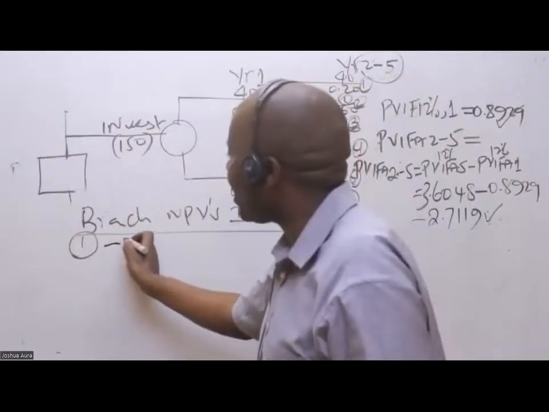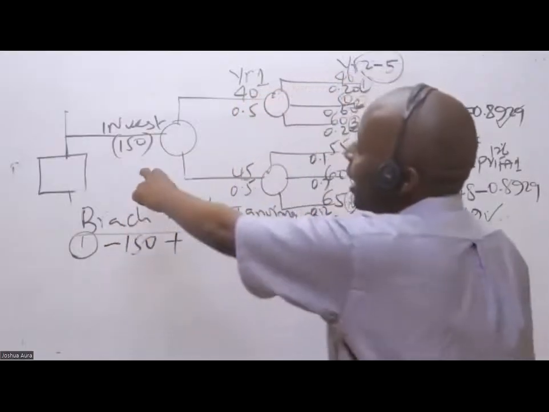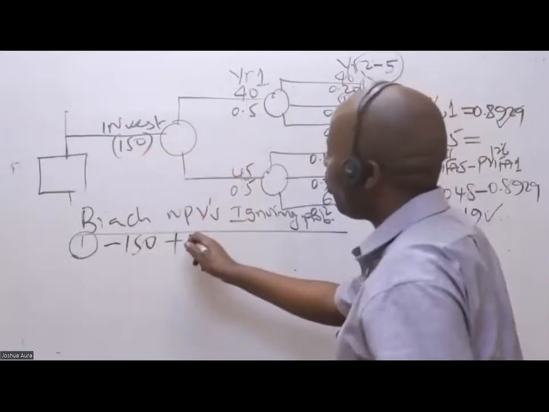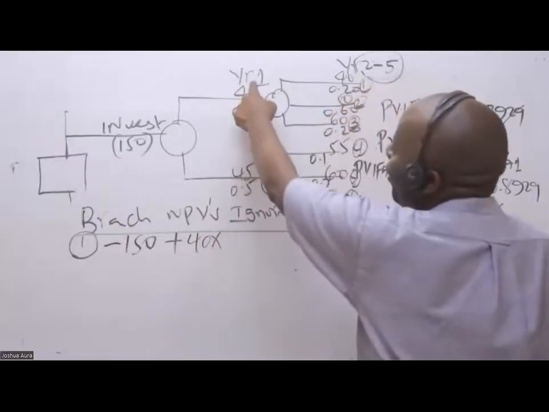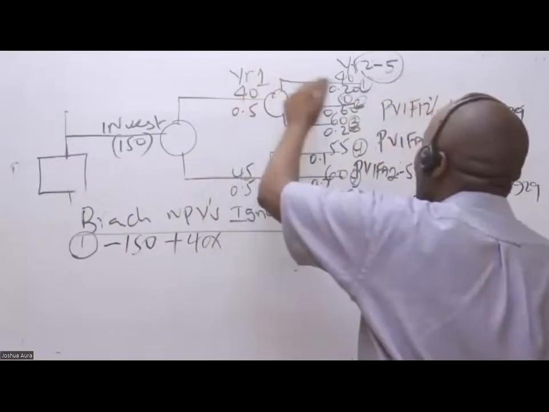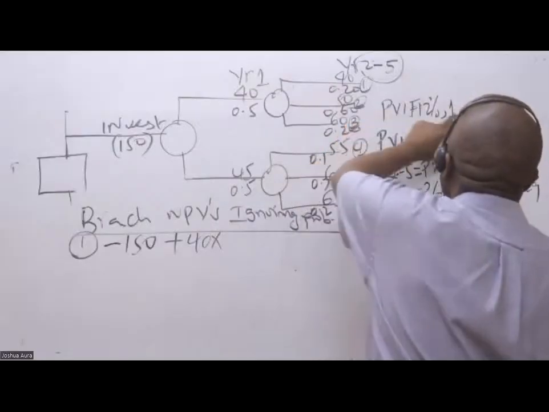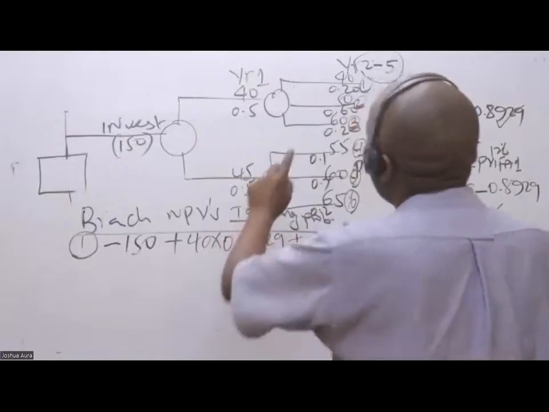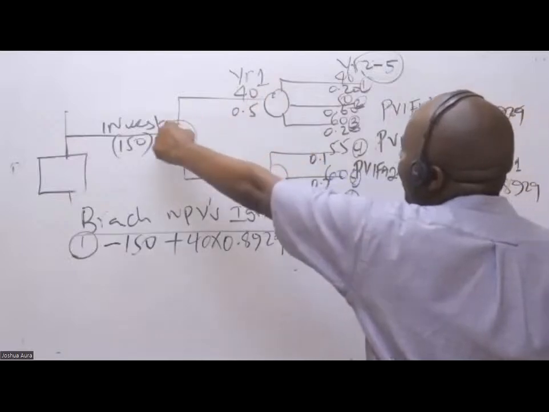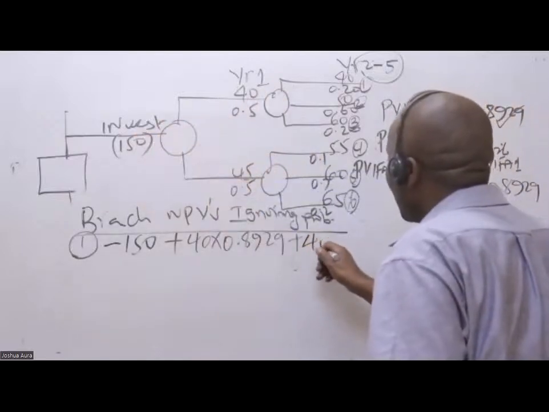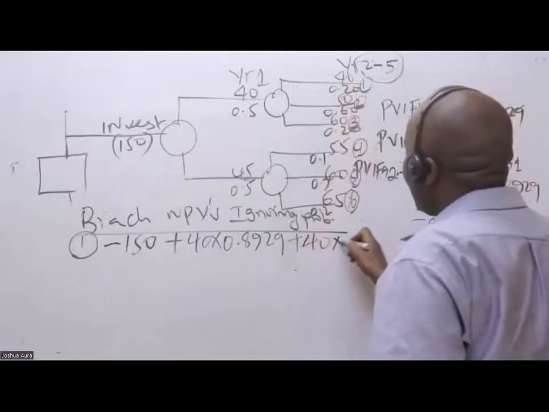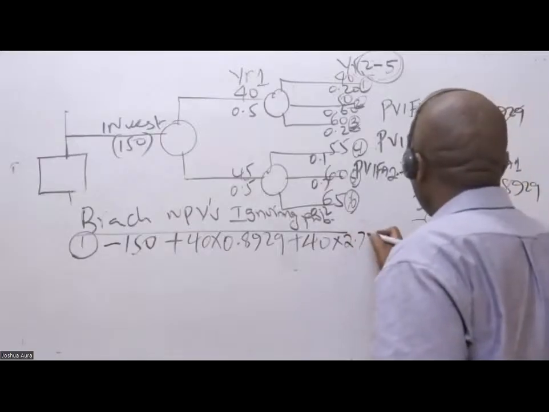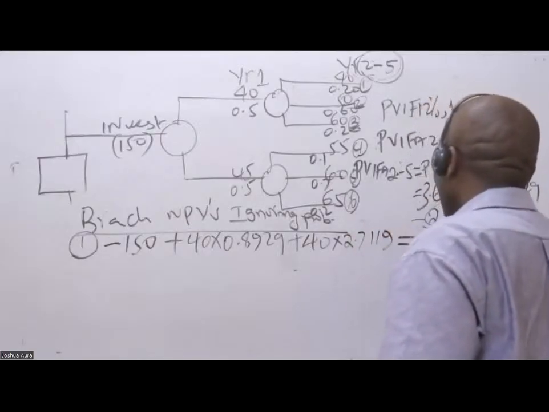So in this case for branch number 1, it's minus 150 plus. These are negative. For branch number 1 that I'm following like this, I can see the next cash flow is 40. So I'll take 40 times PVFA for year 1, which you gave me as 0.8929. Plus, for branch number 1, there is another cash flow here, 40 times PVFA year 2 to 5, which you gave me as 2.7119.